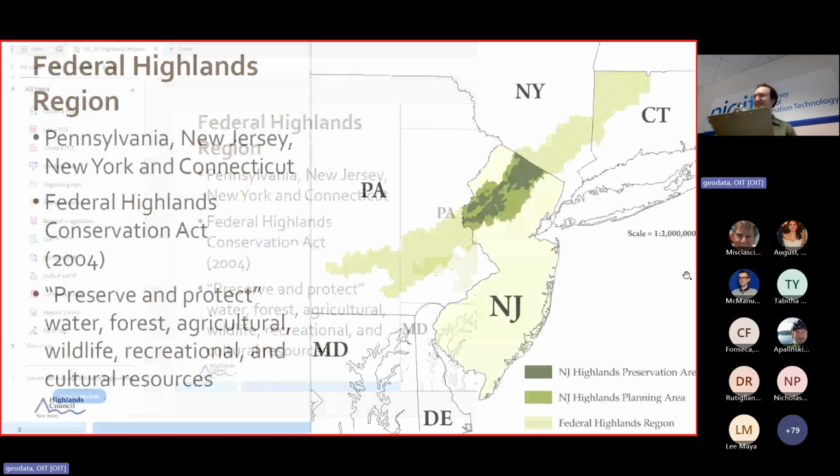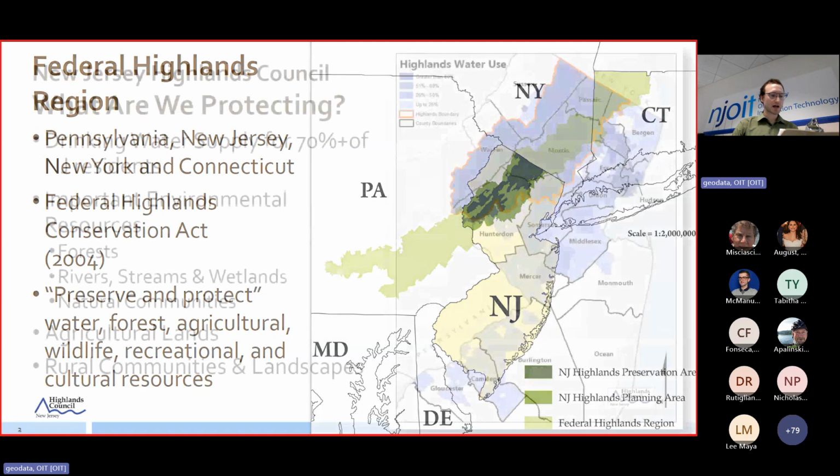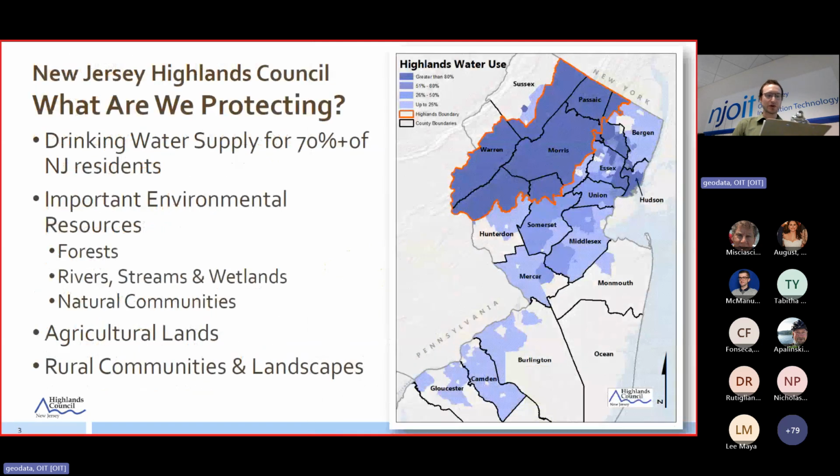Thank you. The Highlands is an interstate region designated by the Federal Highlands Conservation Act of 2004. And the New Jersey Highlands Council is a regional planning and science state authority created by the 2004 Highlands Act to protect the region's critical water resources, as well as environmental resources, agricultural land, and scenic landscapes.